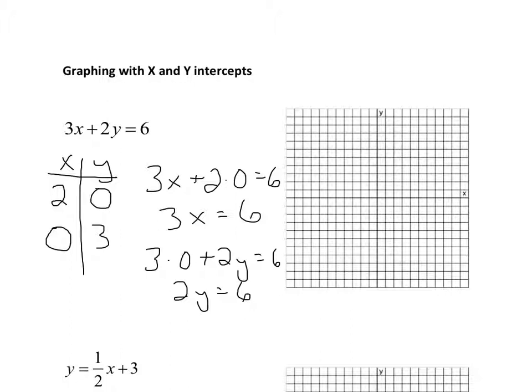So x is 2 and y is 0. So that's one of the intercepts. And x is 0, y is 3. So all you have to do is connect those 2 points. With a line that goes through them would be better, but that's what we've got here. And that is the equation of the line 3x plus 2y equals 6.